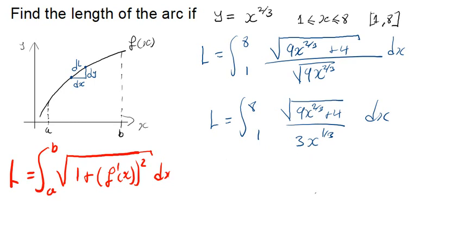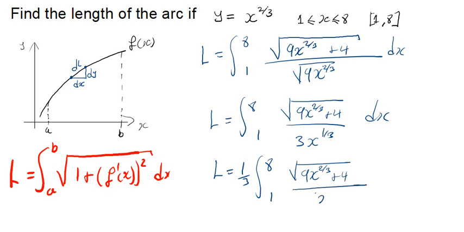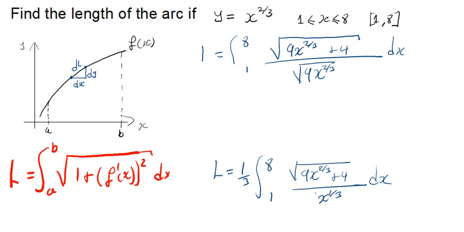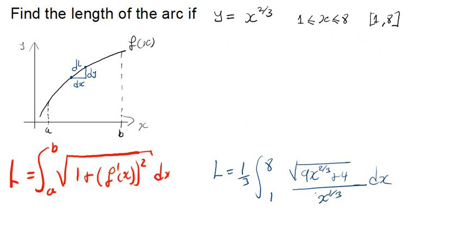So now you observe that I can bring the 3 outside. That's going to be 1/3, then the integral from 1 to 8 of the square root of 9x to the power 2/3 plus 4, divided by x to the power 1/3, dx. So now, looking at what I have, I believe I'm able to use u substitution to integrate that.